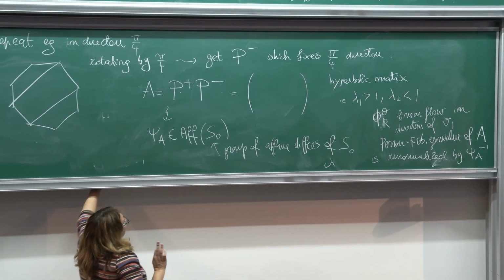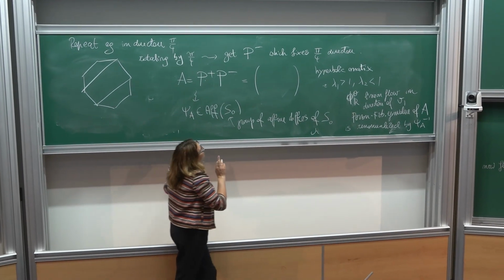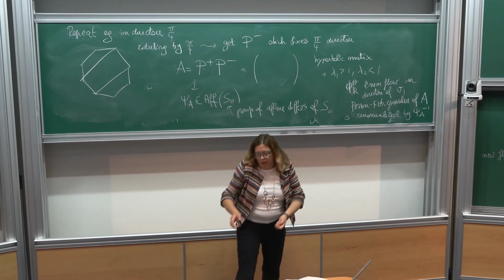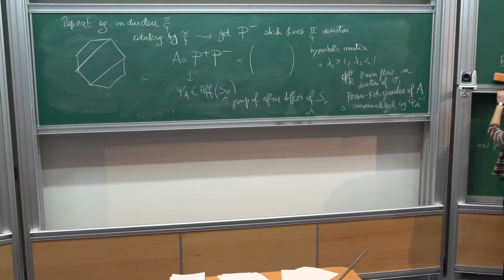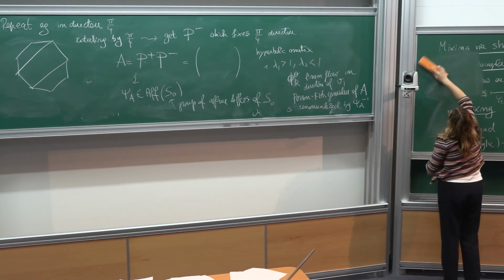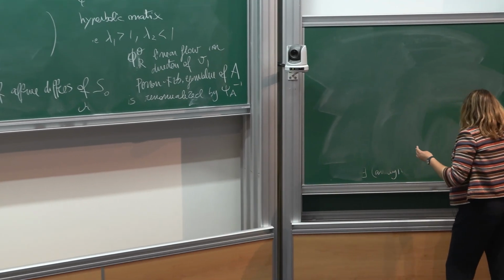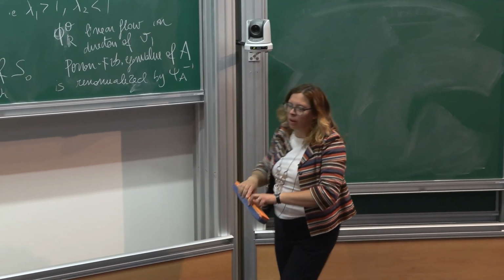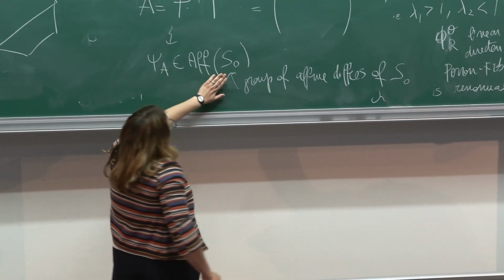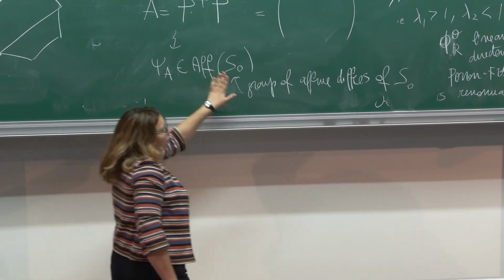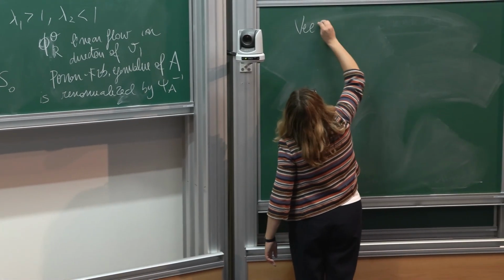Okay, so maybe I'll take 2 more minutes, and then we have a break. So somehow you will have realized that this is a very special choice of direction. First of all, there are other affine diffeos of the octagon, and this is indeed what Veech proved. I'll say 2 more things and then have a break.